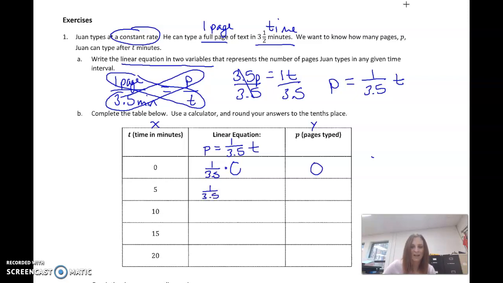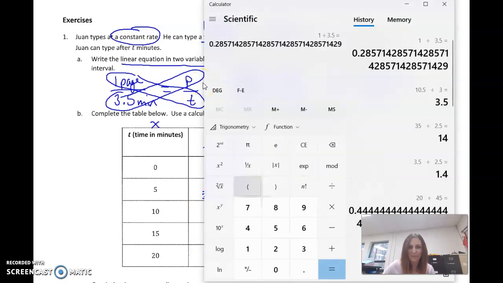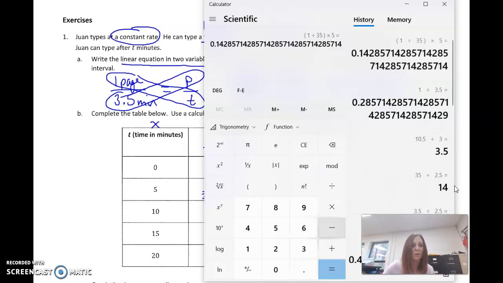Now, if I had a scientific calculator here, I don't know if I can change mine into one. Here's how I do it. I put a parenthesis, 1 divided by 3.5, close parenthesis. You can see that right there. Then I go times, in this case, 5. I typed something wrong. Oh, I put 35 again. Oh my goodness. I know some of you know how to put a fraction in there. I know you're going to approximate.